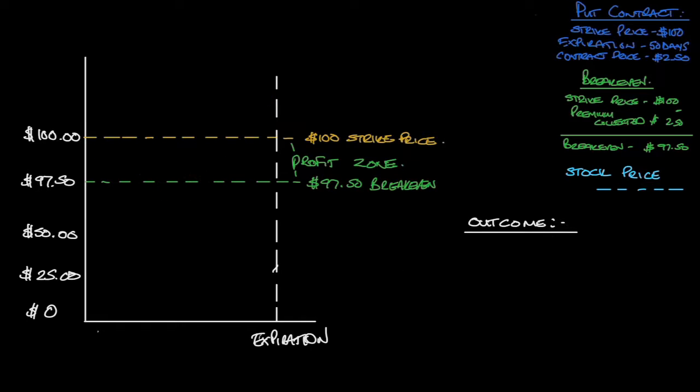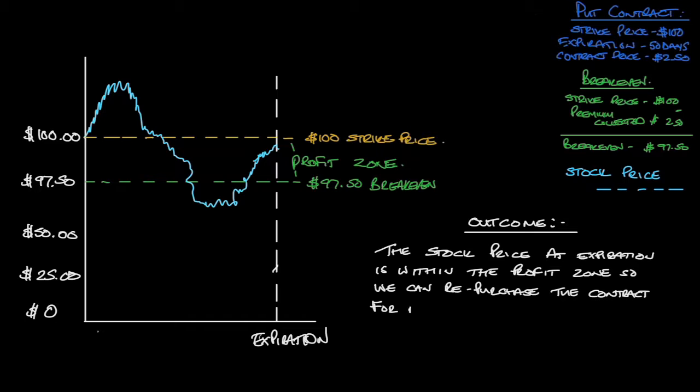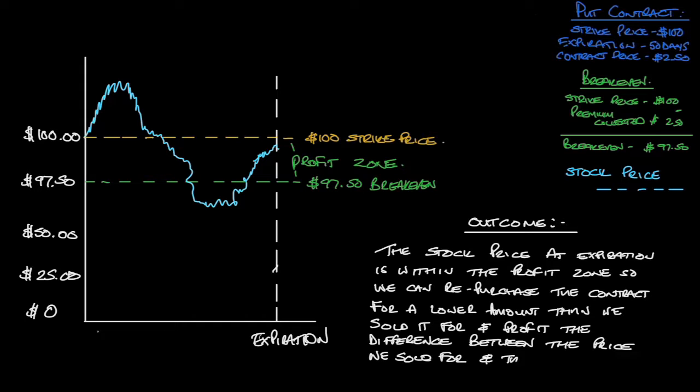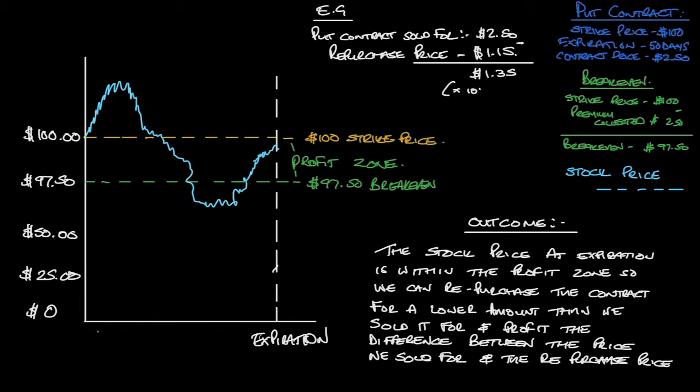The second possible outcome from selling the put is the stock price at expiration finishes within the profit zone. In this situation, we would be able to repurchase the put contract for a lower amount than we sold it for and profit the difference between the sell price and the lower repurchase price. For example, we sold the put for $2.50 and at expiration, we repurchased the contract for $1.15. We would then profit the difference of $1.35. When multiplied for the 100 shares, our total profit would be $135.